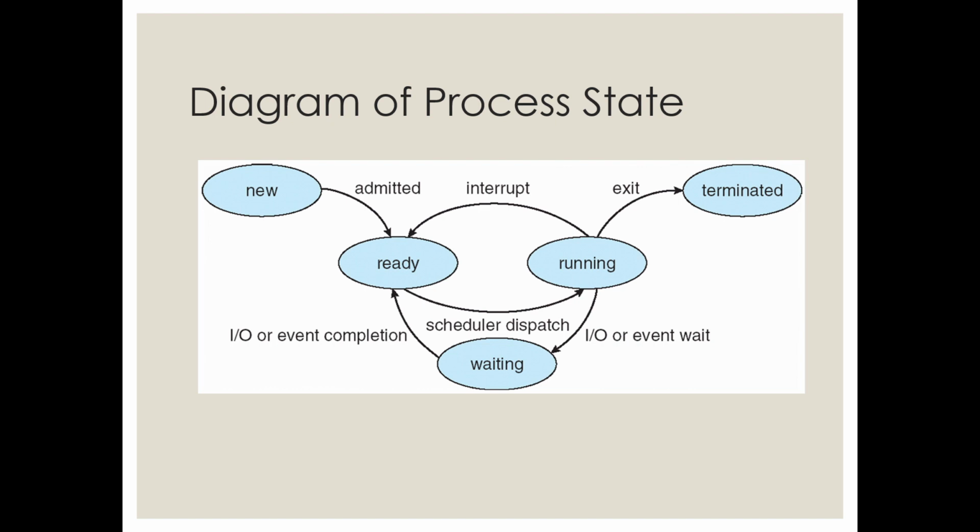Diagram for the process state. We have new, admitted to the process, and later we have ready. After there is an interrupt, running, waiting, scheduler dispatch, input output or event completion, input output or event wait. After waiting, scheduler dispatch, it will run and then go to terminated. After the running, it will be executed to the terminated state.